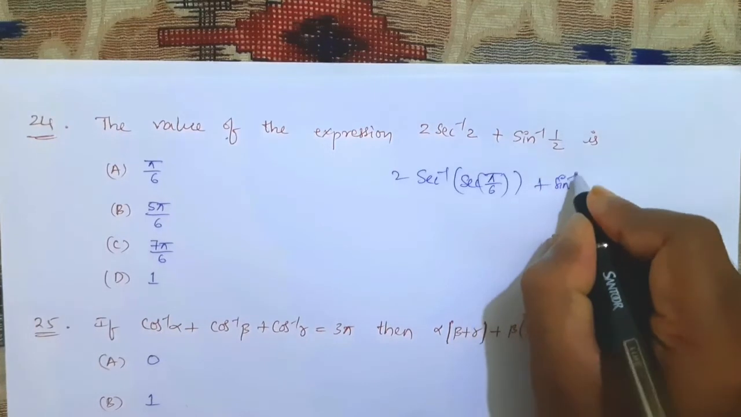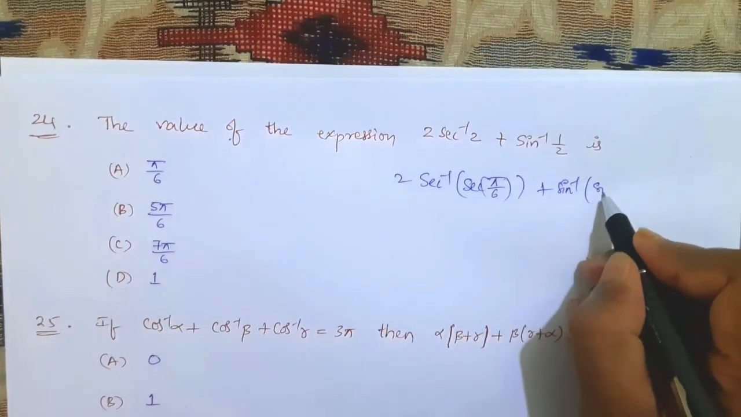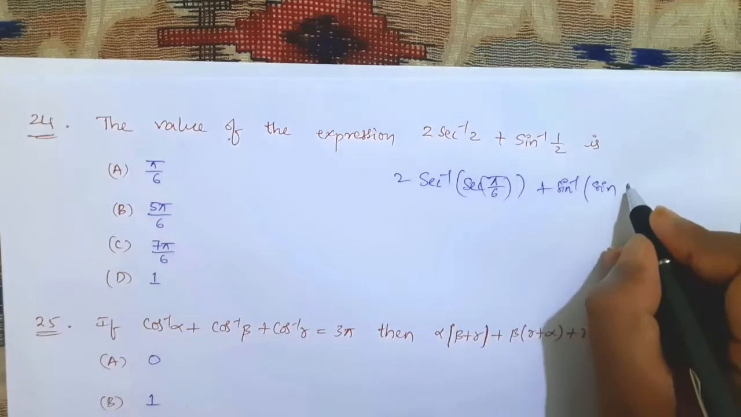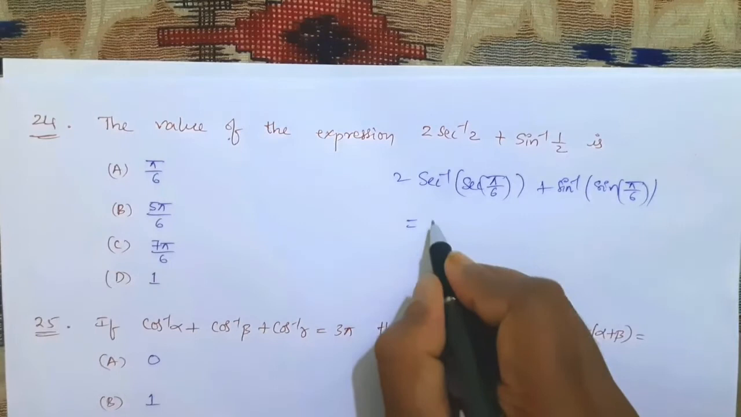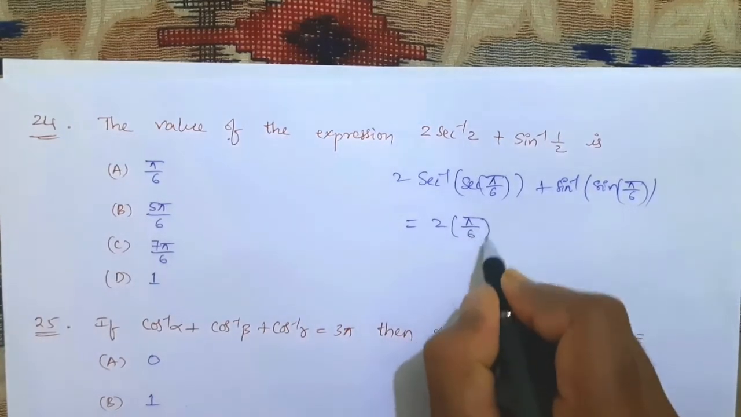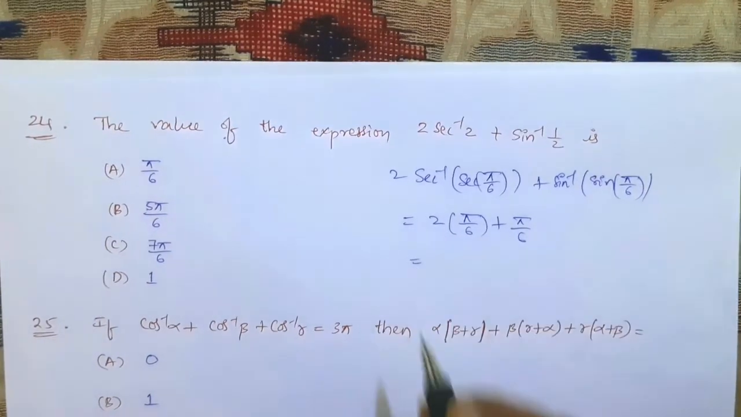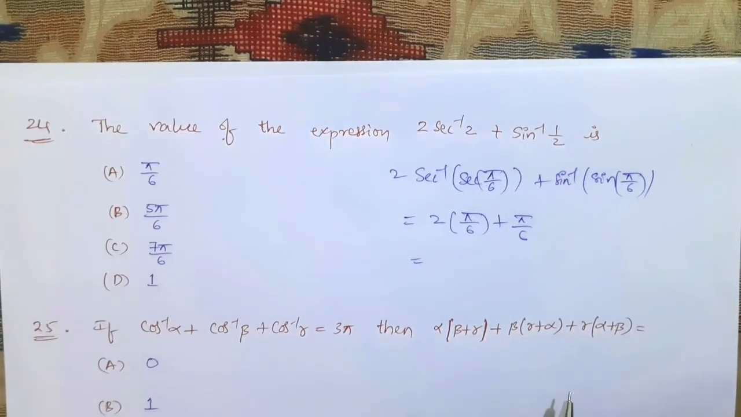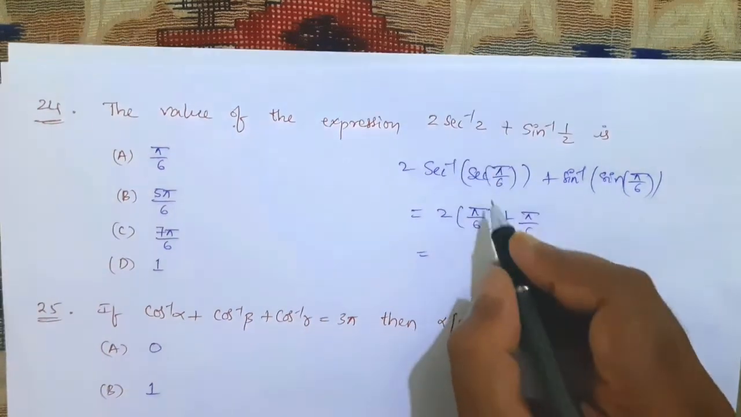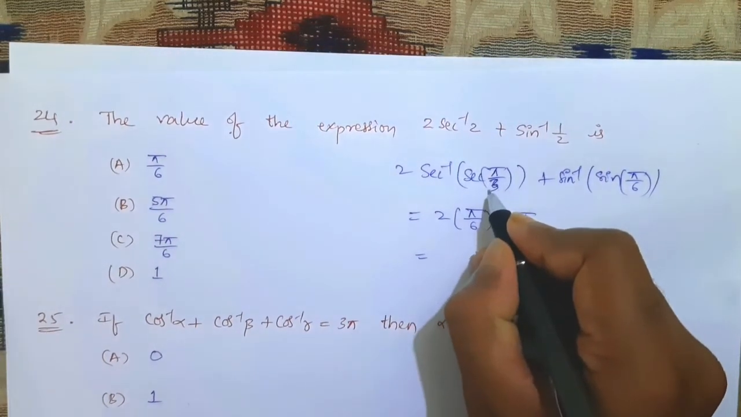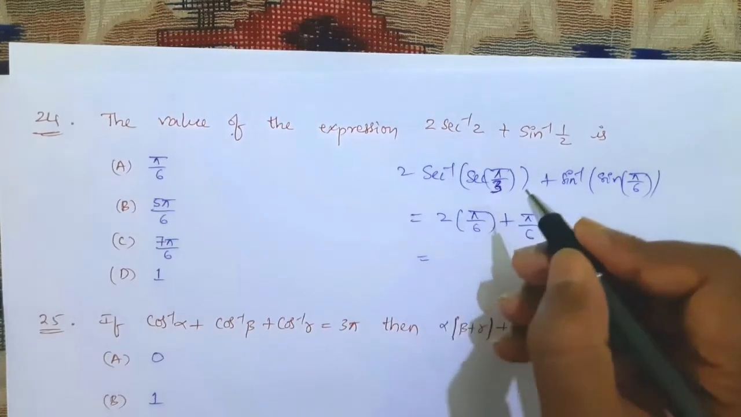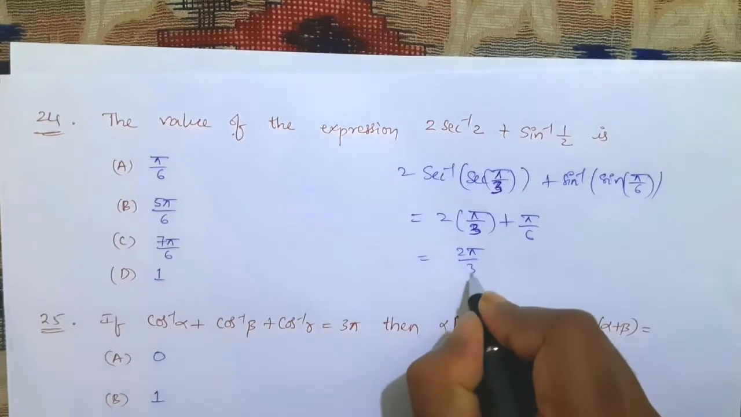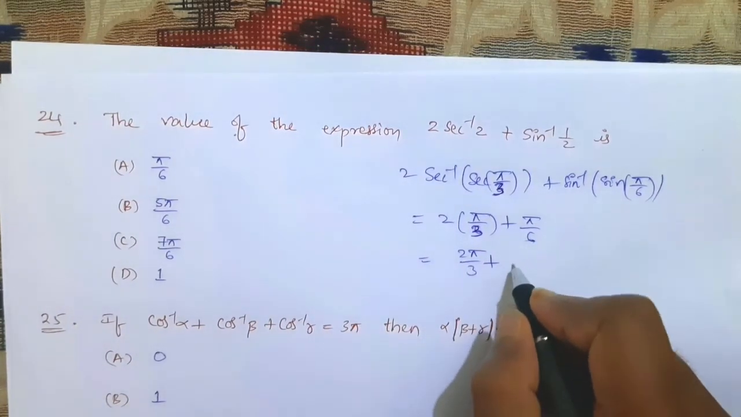Plus sin inverse of 1 by 2. In terms of sin, how much can we write? We can write this as sin 30, 1 by 2. Sin 30 means pi by 6. So it will be 2 into pi by 6 plus pi by 6. Sorry, 2 means it will be 60. So secant pi by 3, this is 2 pi by 3, plus pi by 6.